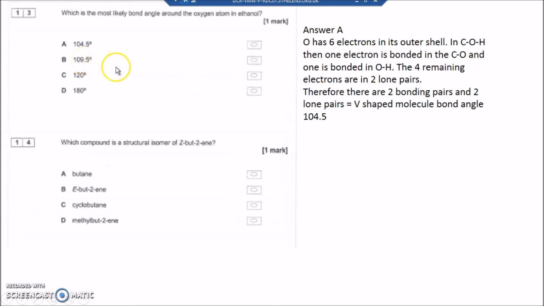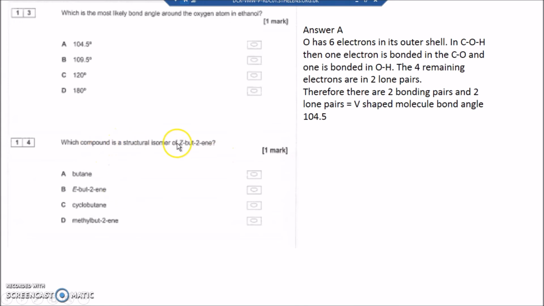If you introduce 1 lone pair, then that value comes down by 2.5 to 107. So if you've got 3 bonding pairs and 1 lone pair, it comes down to 107. 2 lone pairs and 2 bonding pairs comes down by another 2.5 degrees to 104.5. So that would be V-shaped, 104.5.